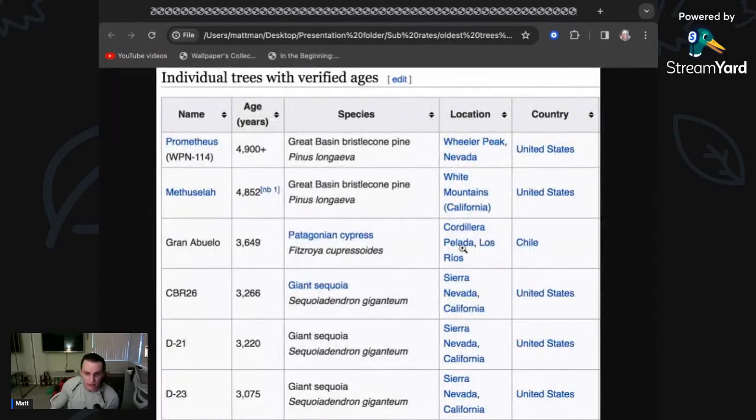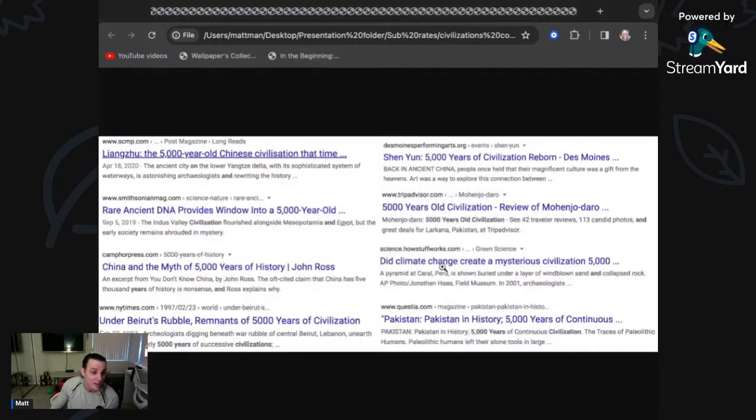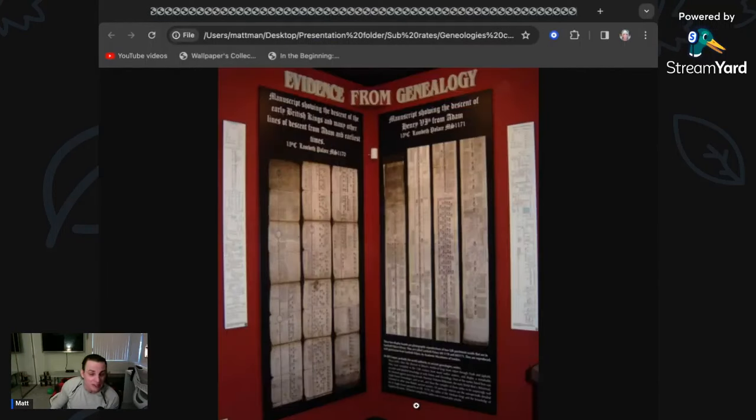How about the oldest trees? Trees don't even die. Some of them are immortal. They don't go back past 5,000 years. They don't do it. What's going on? Exactly what we would expect. How about civilizations? They pop up and arise about 5,000 years ago as well. How about genealogies? Unbroken chains of royalty, lineage going back to Noah himself in exactly the same number of generations mentioned in Nathaniel's work. You can't make this up.